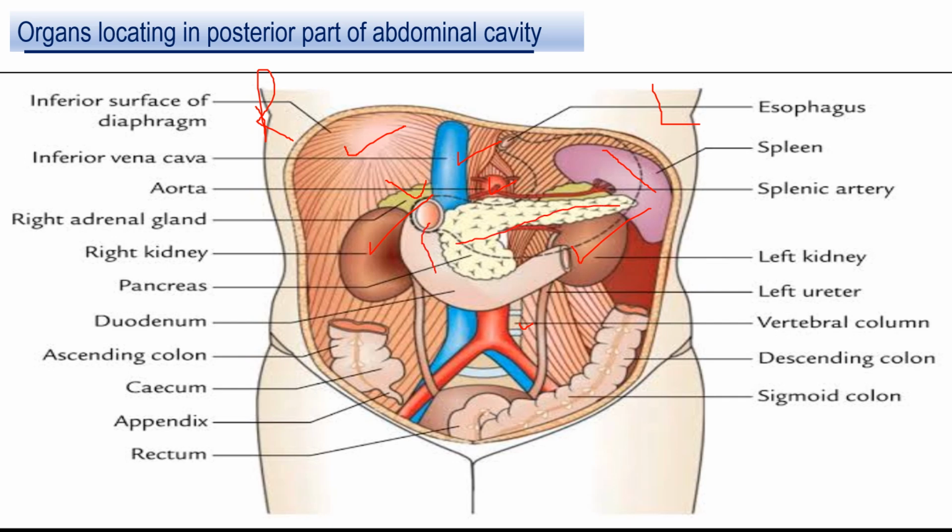Here starts small intestine and this is the first part of small intestine, that is duodenum. This is large intestine and there are many parts of large intestine that I discussed earlier. This is appendix, this is cecum, then comes ascending colon, after that there is transverse colon, then descending colon, then comes sigmoid colon, then finally rectum and anus. This is right ureter and this is left ureter.